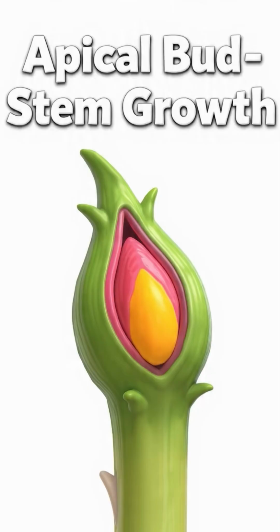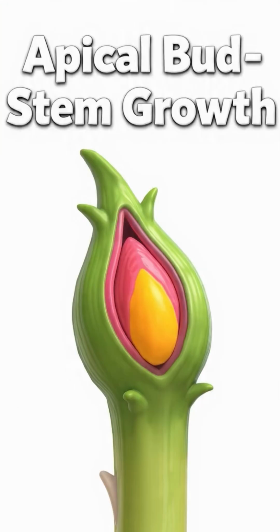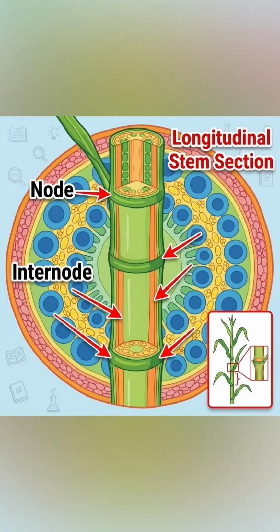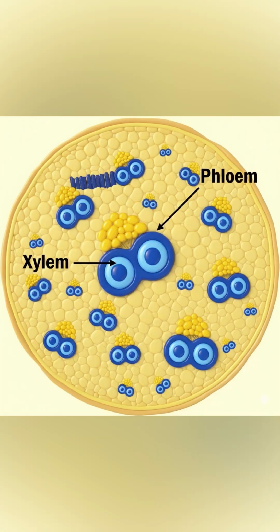Apical bud, stem tip. The stem grows from the apical bud, which is similar to the root's meristem. It produces new cells for elongation. Stems have nodes where leaves attach and internodes, the space between nodes. These help in structural organization and leaf arrangement. Some stems, like cactus stems, are modified to store water and have spines for protection.